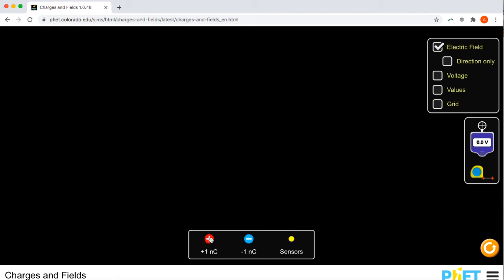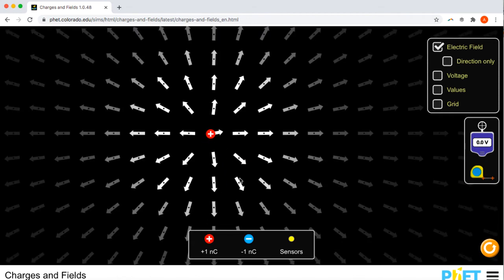I'm going to take a positive 1 nanocoulomb charge and place it here, and notice that I now have arrows around it radiating outwards from the positive charge. By Coulomb's law, we know that the farther you get from a charge, the weaker the force gets, and that's being illustrated here by the brightness of the arrows. Brighter arrows mean stronger forces, and dimmer arrows weaker forces. Also notice that the forces are pointing outwards from a positive charge, so they are representing the direction of force a second positive charge would feel.